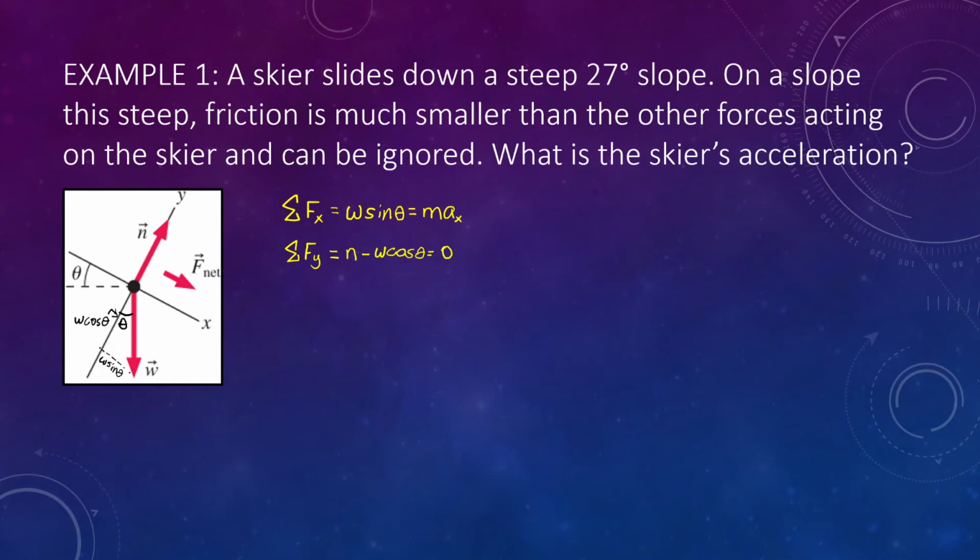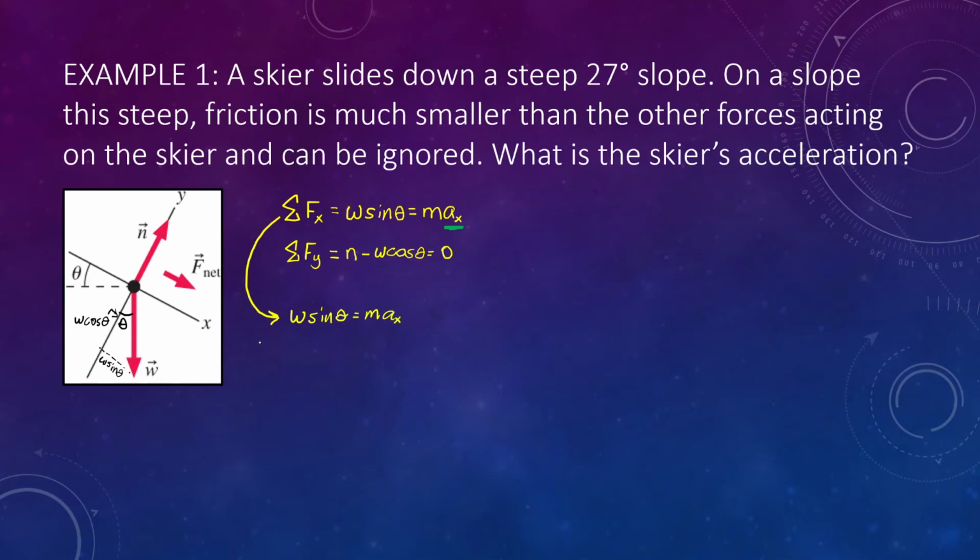So, we've now set up our problem. We have our Newton's laws written out. It asks, what is the skier's acceleration? Well, we're solving for acceleration, so we're looking for this quantity here, ax. That's the only place it shows up, which means we're going to have to use this equation to solve. I'm just going to write it again, so this is just redundant, but w sine theta equals max.